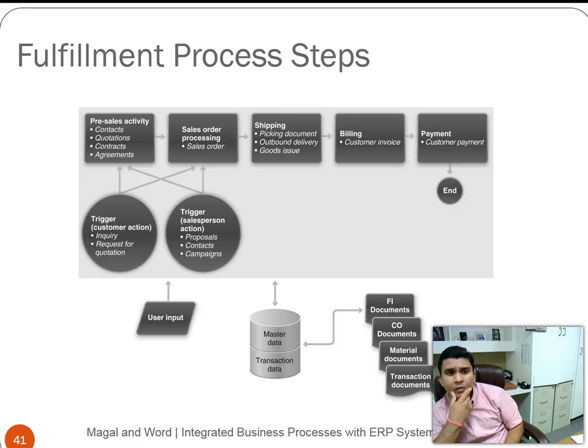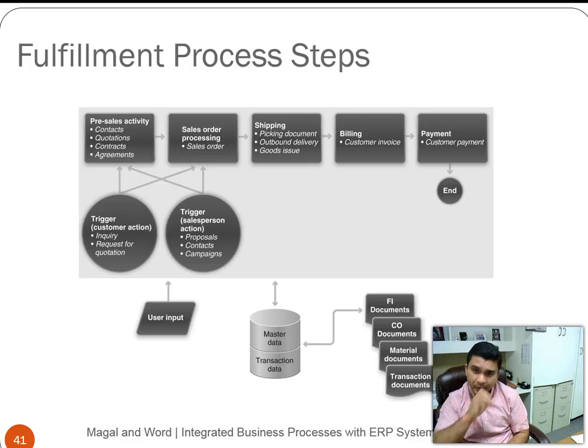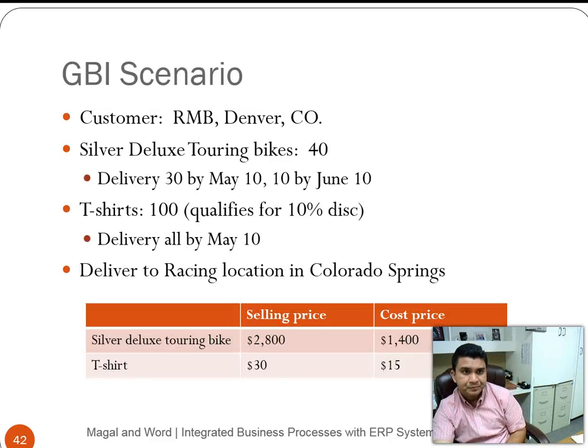Now this is a good way of showing how the fulfillment process looks, these various steps. So you have pre-sales activities where you contact the customer, you send them quotations, and then it's basically a selling process. Once you get the deal, you create a sales order, and then once you have the sales order, this is the document that you use to create the shipment, the pick and the packing. And then once it's sent out, you bill the customer, and then you receive the payment.